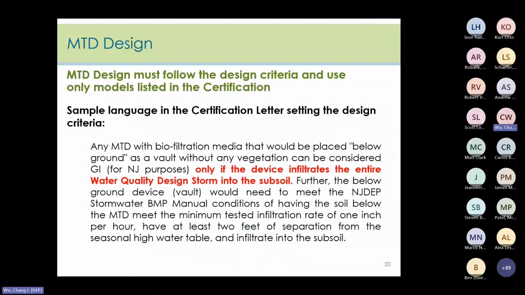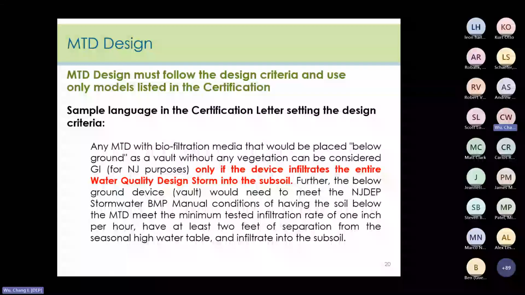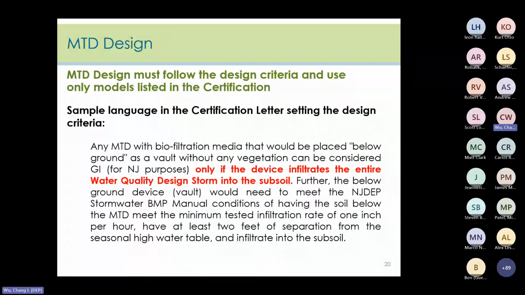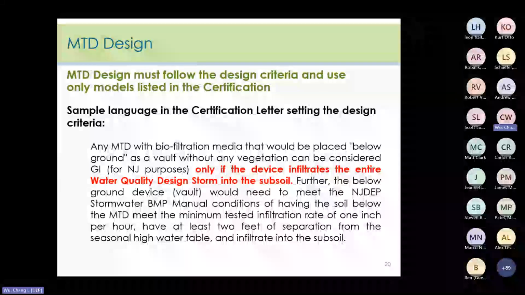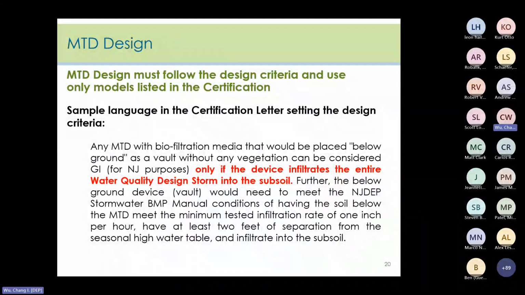And there are more conditions. For example, the certification letter may say that the design must follow certain requirements in order to receive the TSS removal. If it is a GI MTD that's underground, you will need to design to infiltrate the entire water quality design storm in order to receive 80% TSS removal.